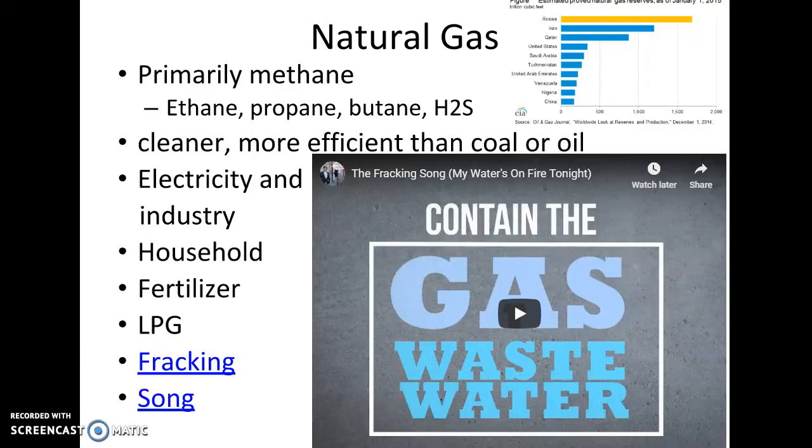Also, it can be used to make fertilizer, or we can liquefy it. LPG is liquefied, and that would be like your propane tanks for your grills. And we're going to watch a video in class about how we get to this. The process is called fracking. We're going to watch a video in class that goes through fracking and talk about the pros and cons of fracking.